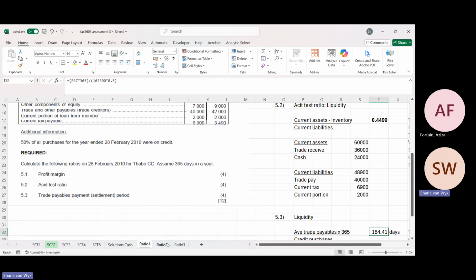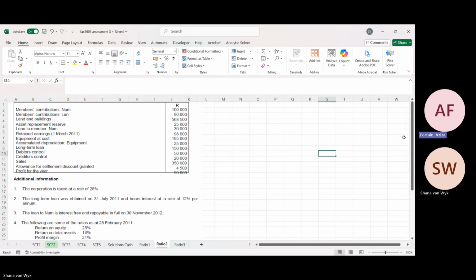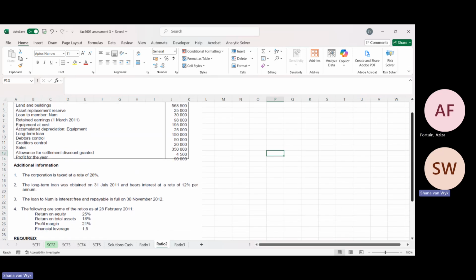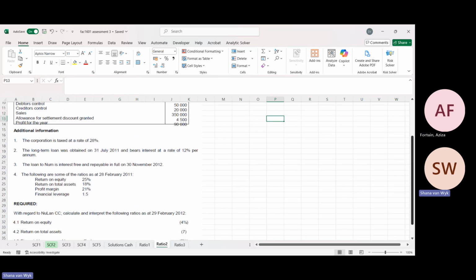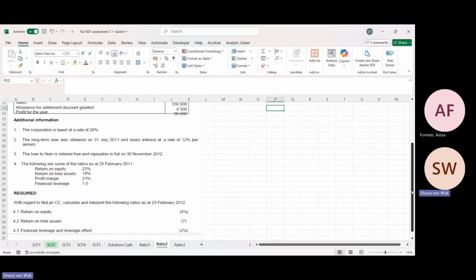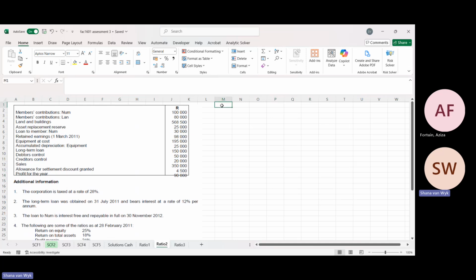So next, number one. Lots of additional information. 7 marks. Okay, let's start with return on equity.